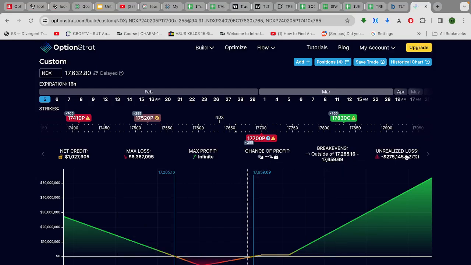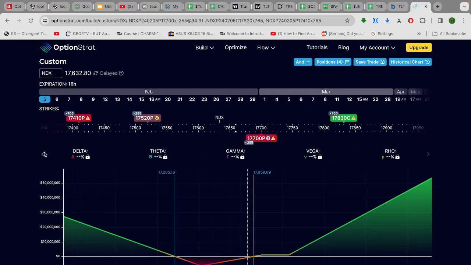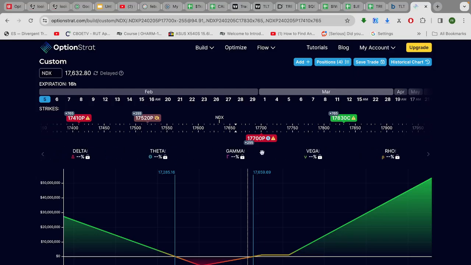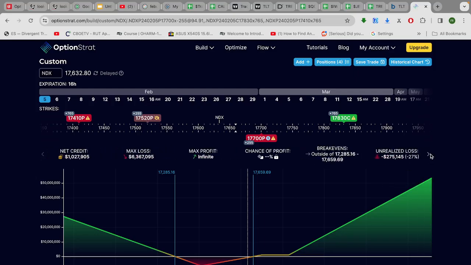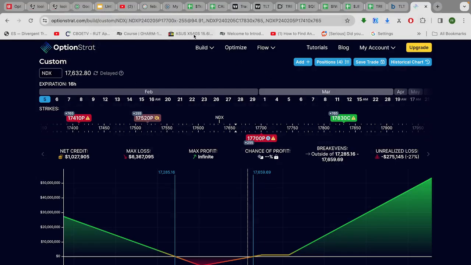Let's see, unrealized loss. I was going to look at these stats here. Break even, unrealized loss. Oh, max loss. So $6 million is the most you could lose on this. I was trying to see what they would charge you for. What would they charge you to put this on? Well, that's a good question. I wonder what they would charge you to put this on. Interesting. I was going to look on Tasty Trade and see what margin Tasty Trade would charge us to put that on.